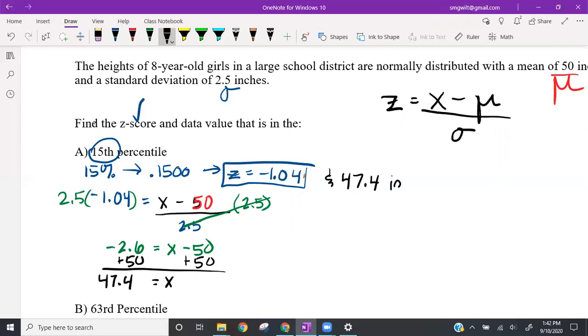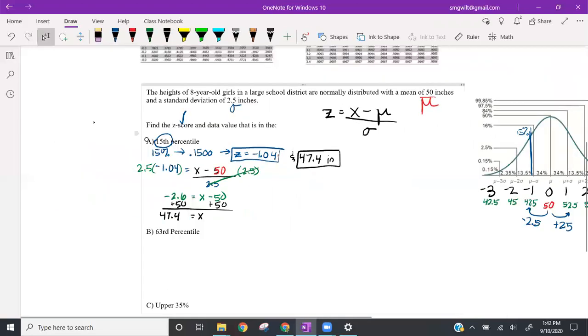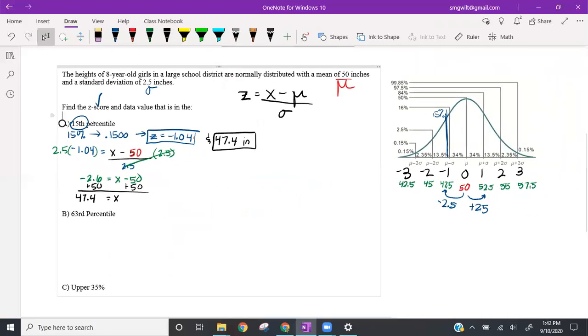47.4 inches. Remember that we want to check for reasonableness. If I look at what we estimated on our percentile table, we said that our z-score should be somewhere close to -1, which is true, and the value should be close to 47.5, smaller than that, and we got 47.4. So that is within our range.